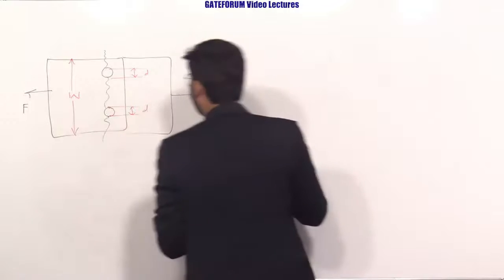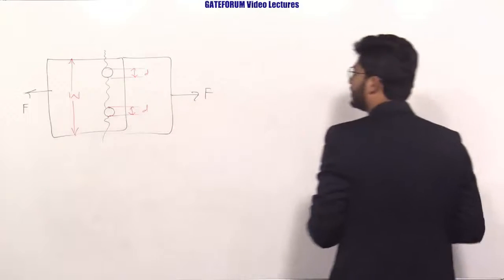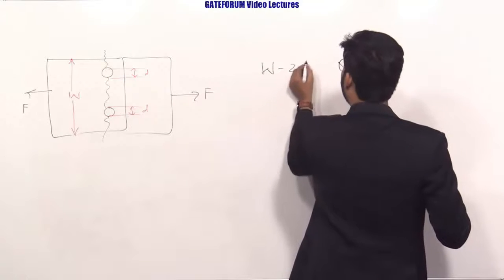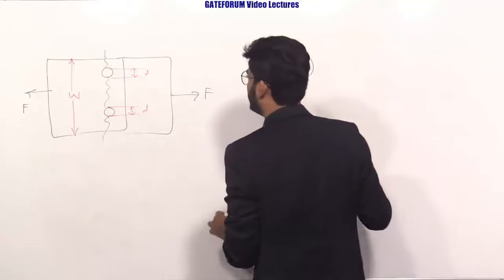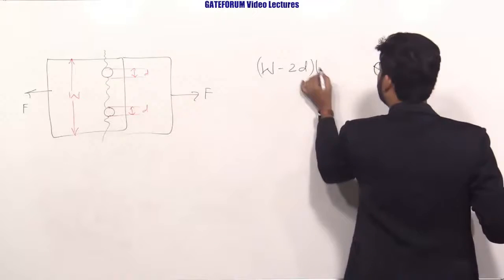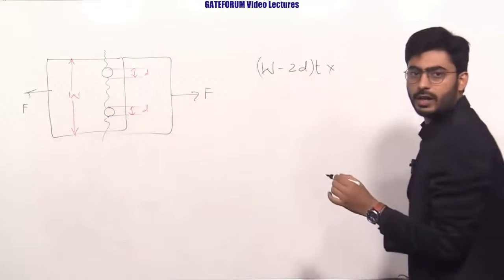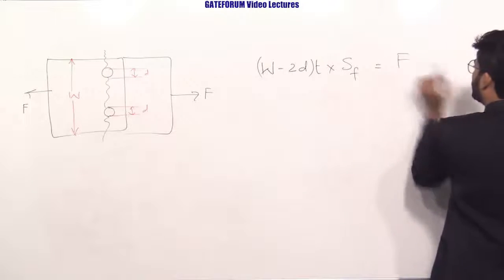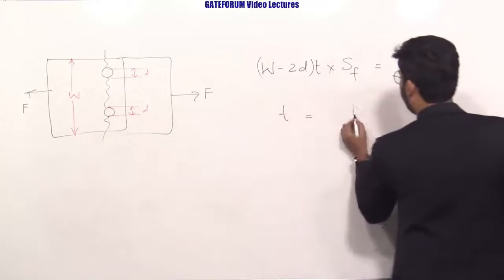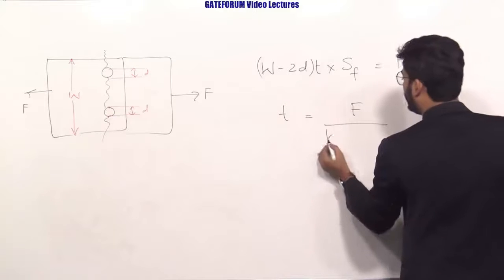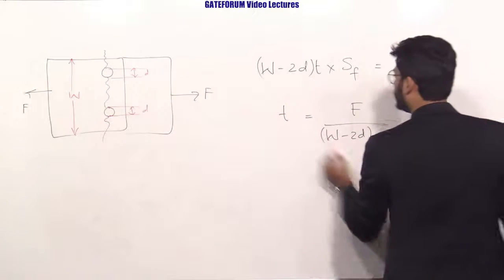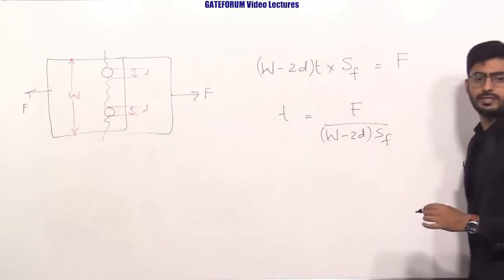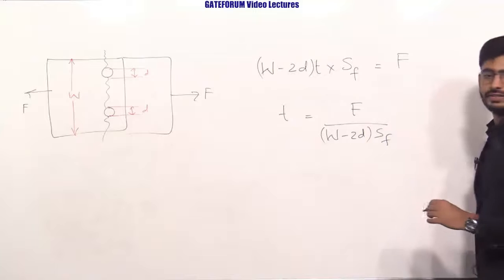So the net width of the plate will be W minus 2D, into thickness, into the permissible stress, that is SF, is equal to the applied force F. So T is equal to F divided by (W minus 2D) times SF. Okay, which is matching with option A. This is the end of the answer.